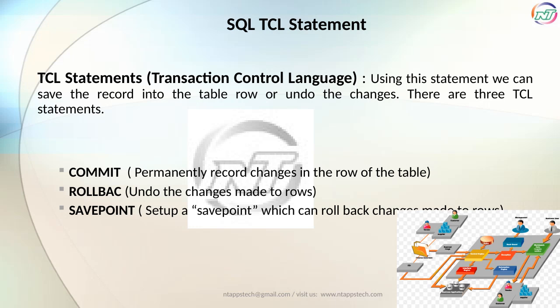its previous state. SavePoint acts like a bookmark within a transaction, letting us set a point we can revert to without affecting earlier changes. These tools ensure we can save, undo, or partially revert changes, giving us precise control over how data is stored and maintained in the database.